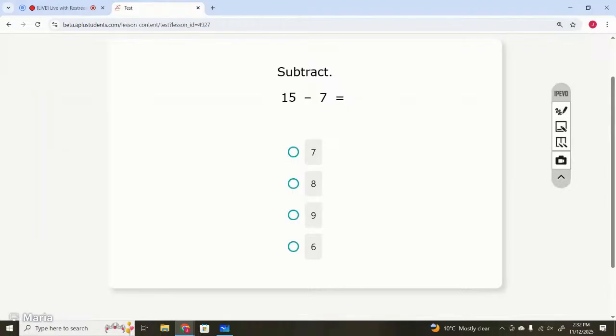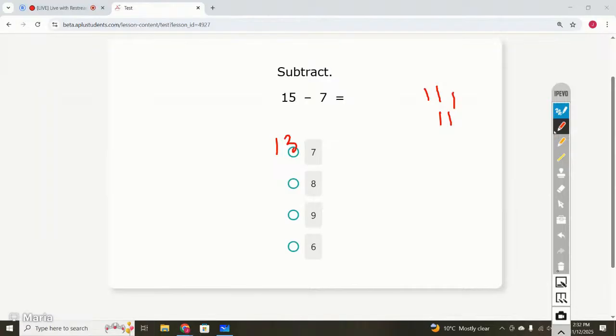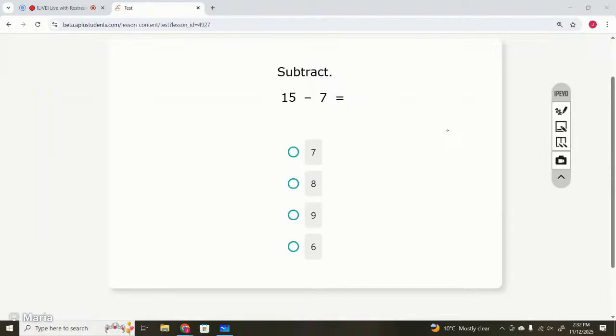Okay, 15 take away 7. Start with 7 and count up to 15. Right, so 7, 8, 9, 10, 11, 12, 13, 14, 15. Let's just count them together, right? 1, 2, 3, 4, 5, 6, 7, 8. So 15 take away 7 is 8. The correct option is 8. Option 2 is the correct option.